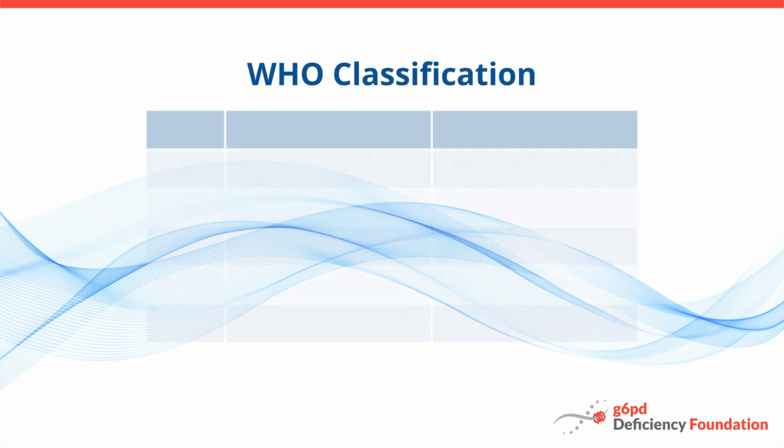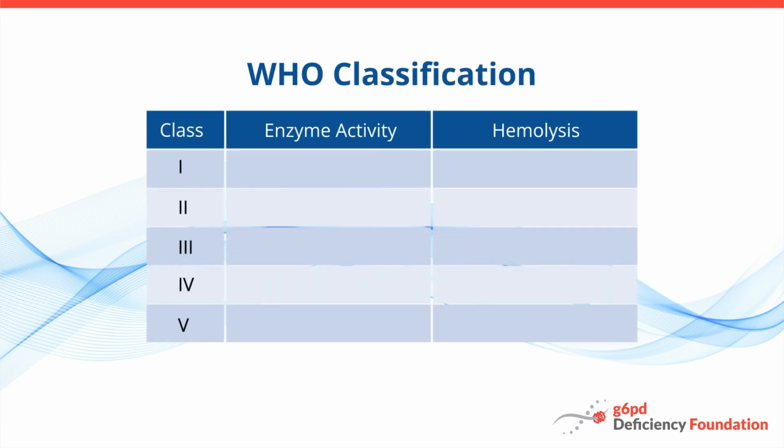The World Health Organization has constructed 5 clinical classes of G6PD deficiency based upon the degree of enzyme activity and the severity of hemolysis. Class 1 is the most severe form of the disease, but is also the rarest. People with Class 1 G6PD deficiency have an enzyme level less than 10% of normal. As a result, those in this class experience hemolytic anemia constantly.